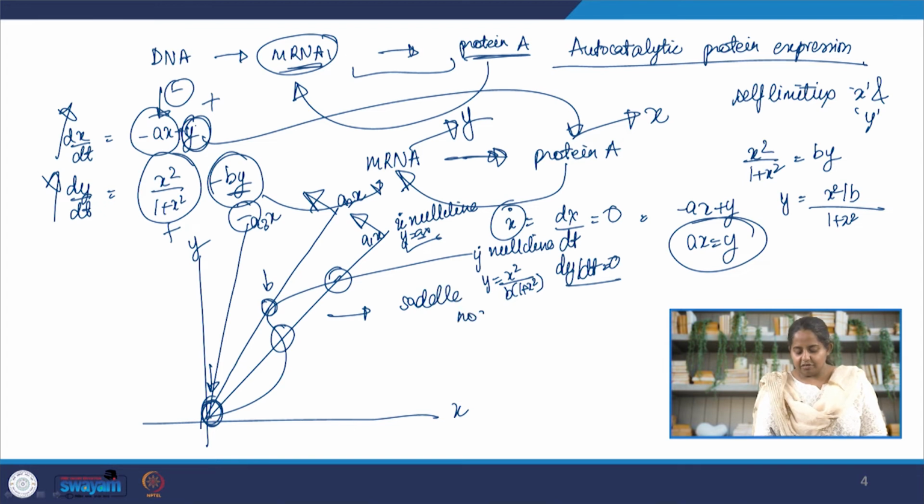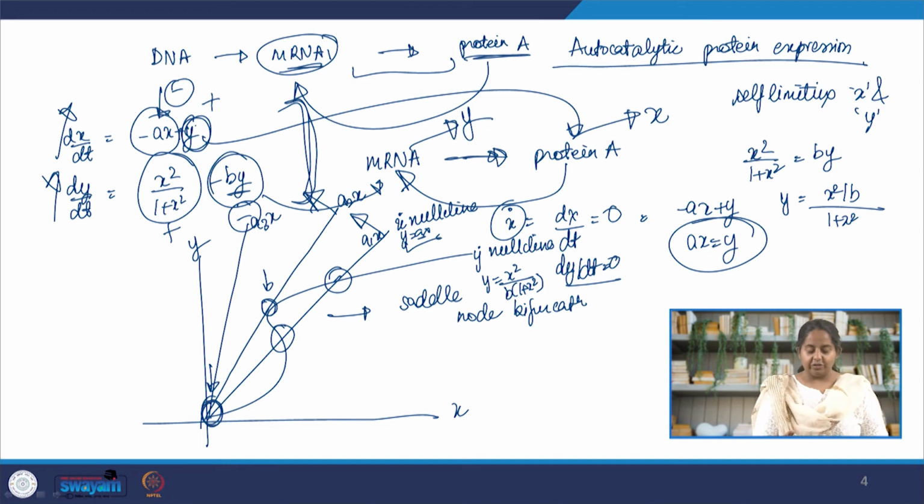So even without finding the Jacobian, without finding the characteristic equation, just by drawing the nullclines, you can already start telling that this autocatalytic protein expression undergoes saddle node bifurcation. Now, of course, to understand the practical implications of this model, and to understand what is to be expected as we vary a and b if this autocatalytic protein expression follows this particular model, we'll have to find the stability of the fixed points.